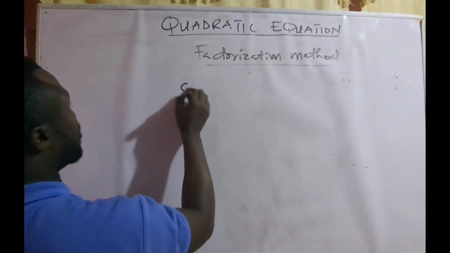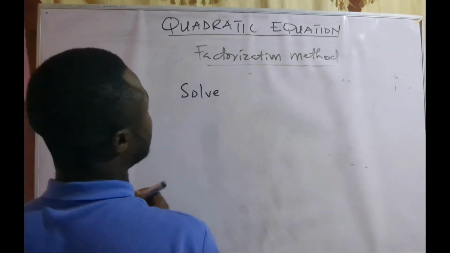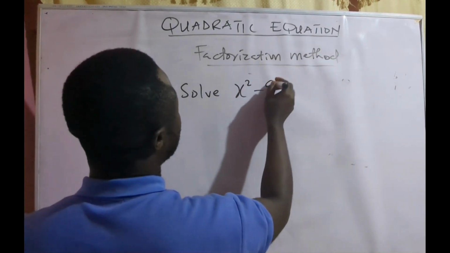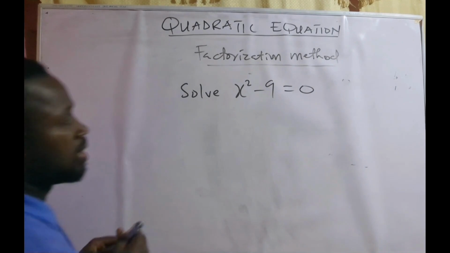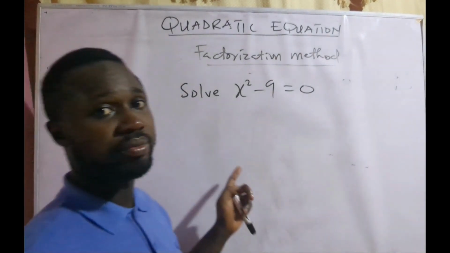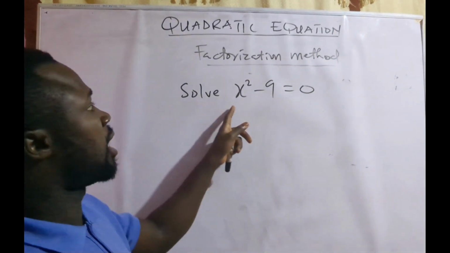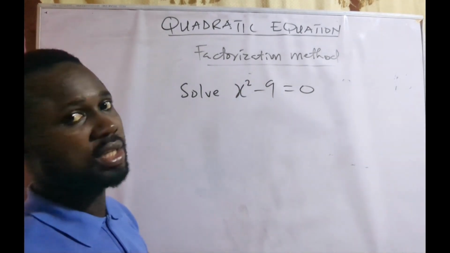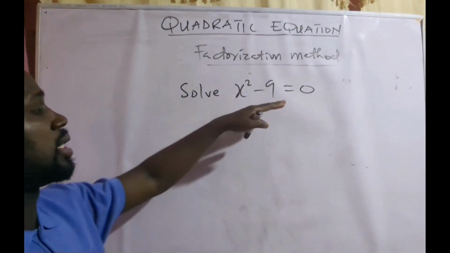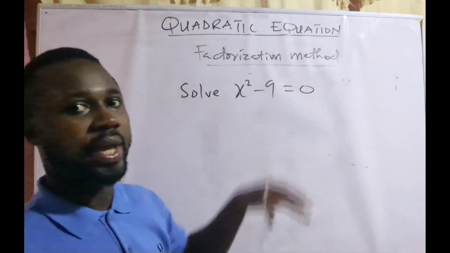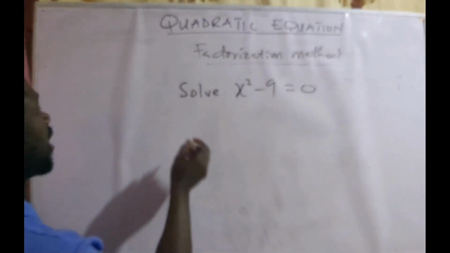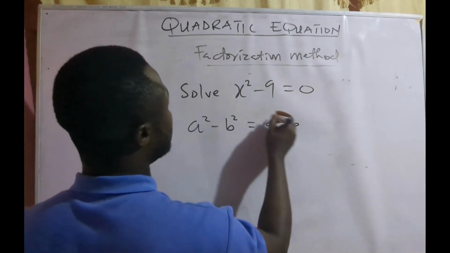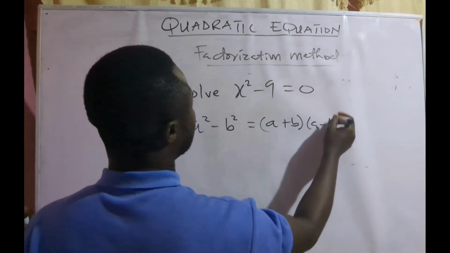The binomial can also be like this. Solve x squared minus 9 equal to 0. x squared minus 9 equal to 0. Okay, where we have the coefficient of the x squared and then we have the constant here. Okay, so this is difference of what? 2 squares. What is difference of 2 squares? If I have a squared minus b squared, it is the same as a plus b and then a minus b.